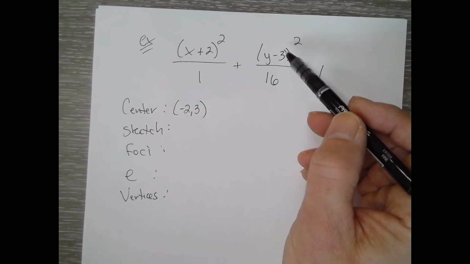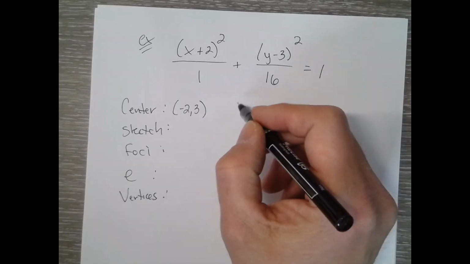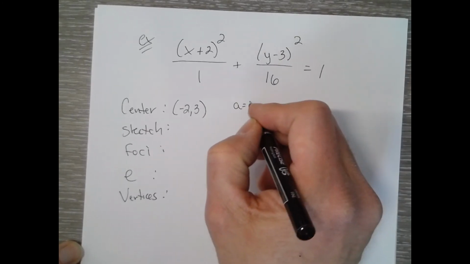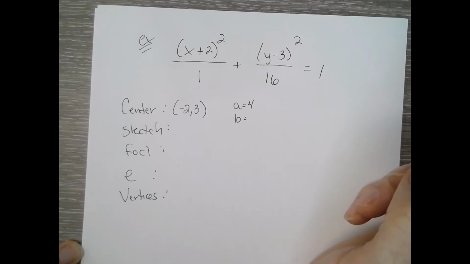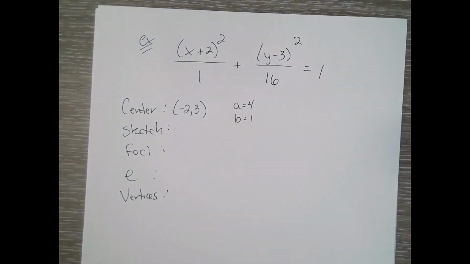And can you tell me what A is? 4. A is 4. Very good. It's always the square root of this or the square root of this. A is always bigger, so we're going to say A is 4, which makes B what? 1. Good. All right, so it's time to maybe start the sketch here.